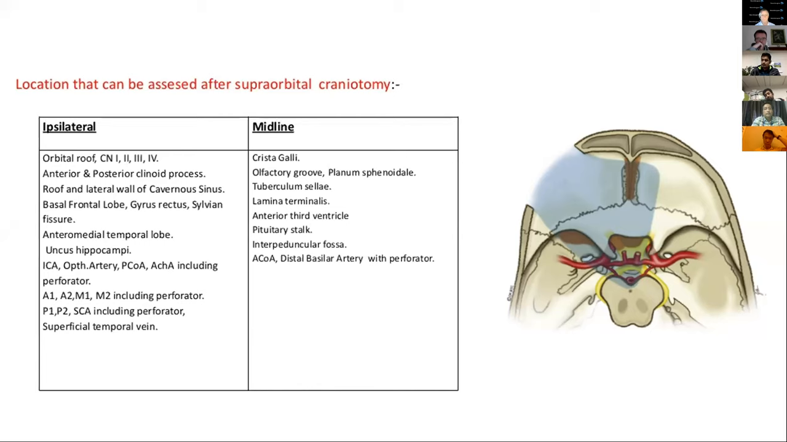Then these vessels can also be seen. In the midline, crista galli, olfactory groove, planum sphenoidale, tuberculum sellae, lamina terminalis, anterior third ventricle, pituitary stalk, and interpeduncular fossa, anterior communicating artery, distal basilar artery, and perforators can be seen very well through this.